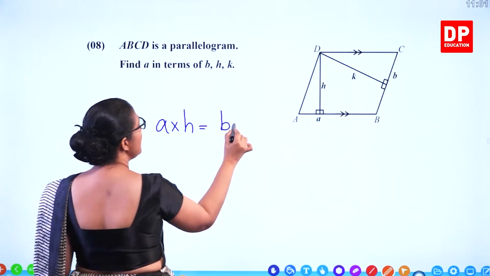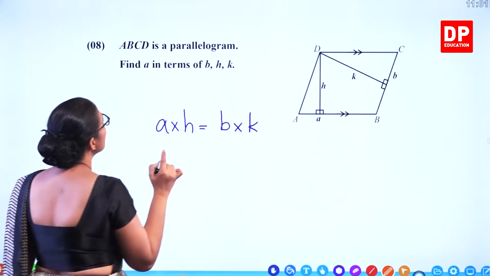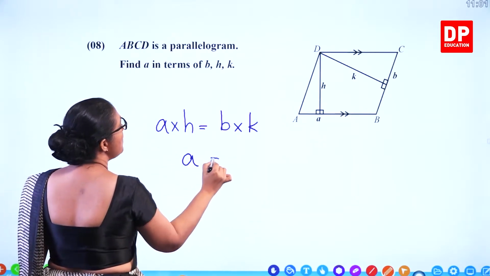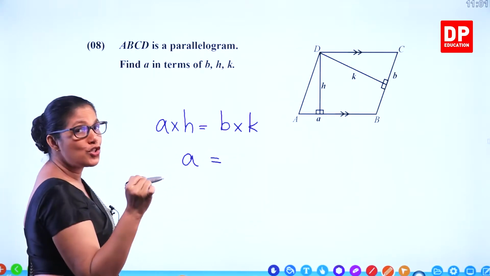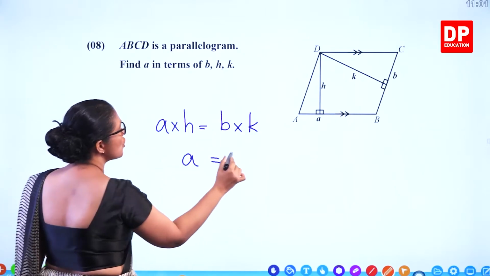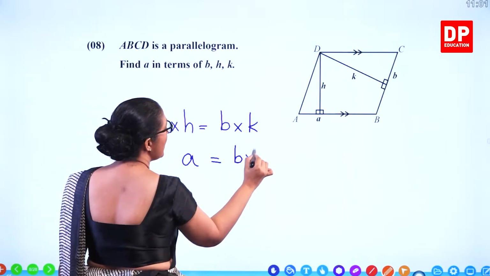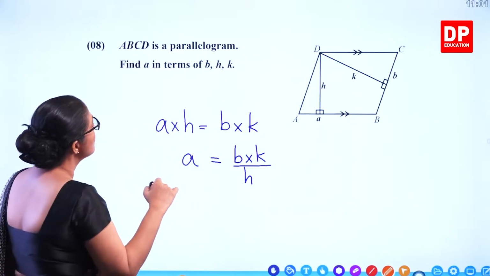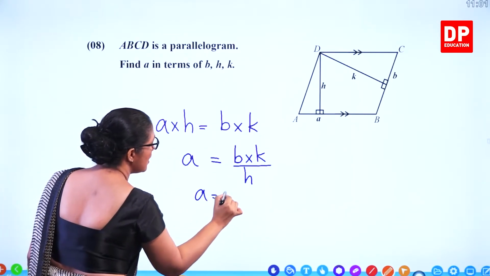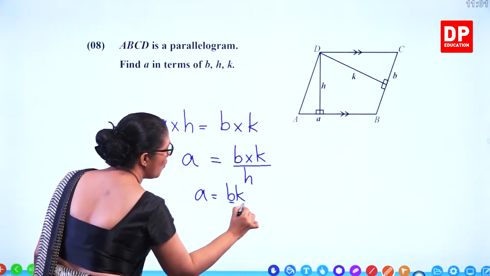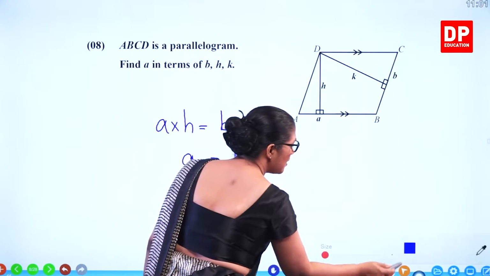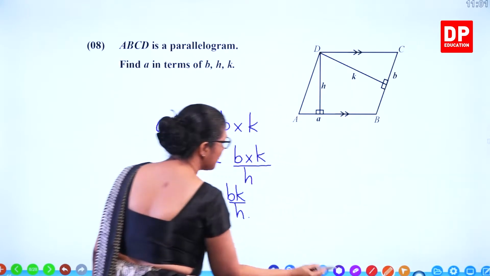So I'll write B into K. So find A in terms of B, K, H. So what we do? We can divide by H. B into K divided by H is A. So A equals BK over H. So that's the answer. You get 2 marks for that.